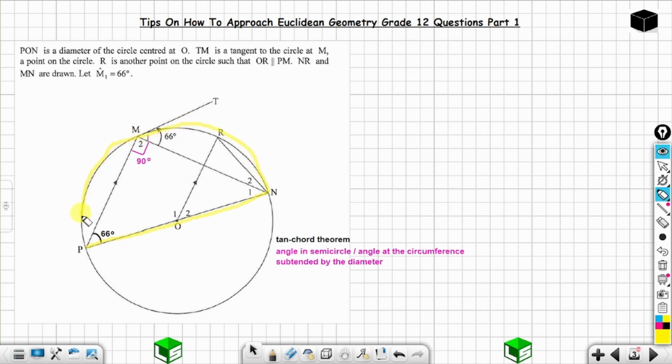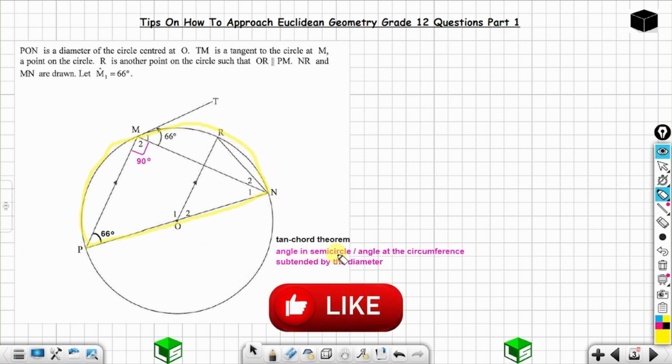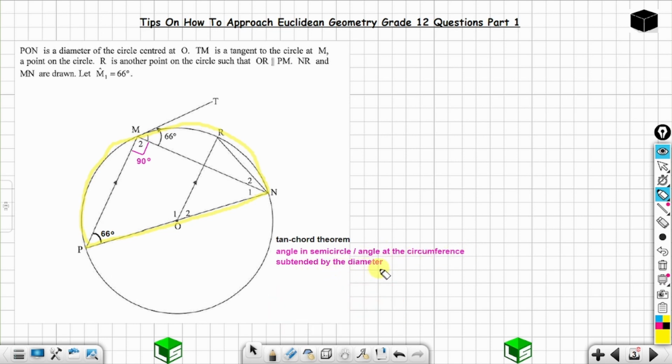Can you see that semicircle? Okay, this is the semicircle. The reason why you have the name semicircle is because everything is happening in a semicircle. You have a diameter, and then you have this angle inside this semicircle. The reason you can say angle in semicircle or angle at the circumference subtended by the diameter.